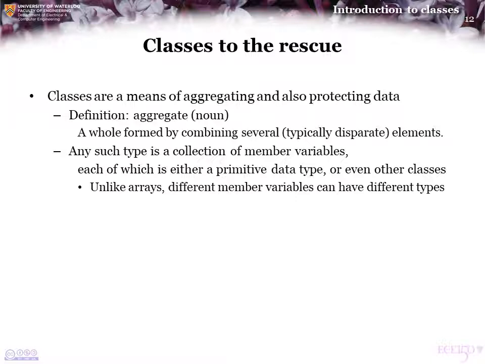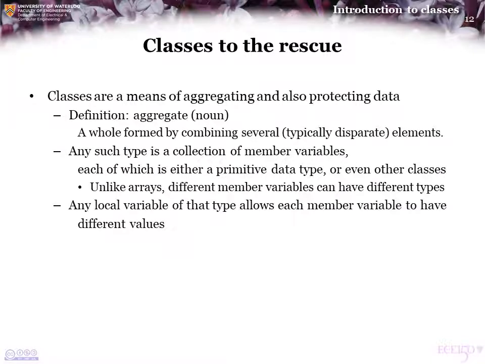So, an array technically is also an aggregate data type because it stores multiple copies. However, all of the entries of a particular array must have the same type. In a class, every single member variable can be given a different type. Consequently, any local variable of that type allows each member variable to have different values and can be assigned separately as necessary.